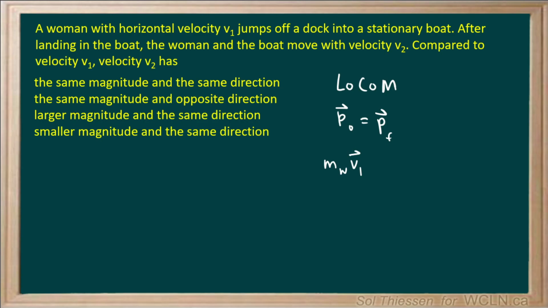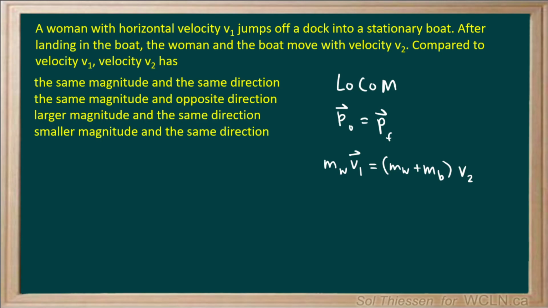And then afterwards, the woman and the boat are stuck together, essentially. The woman's in the boat. So they will have a combined mass with one shared velocity. So we'll have the mass of the woman plus the mass of the boat times their shared velocity, v2.